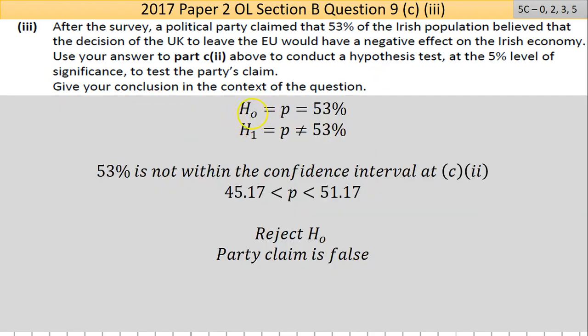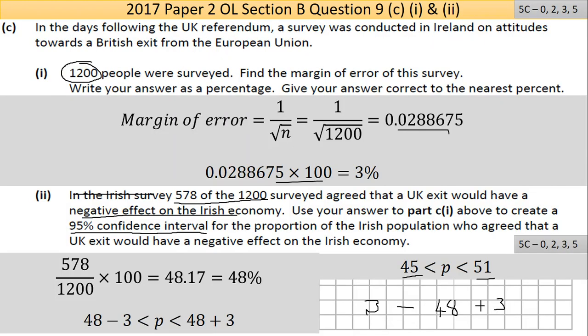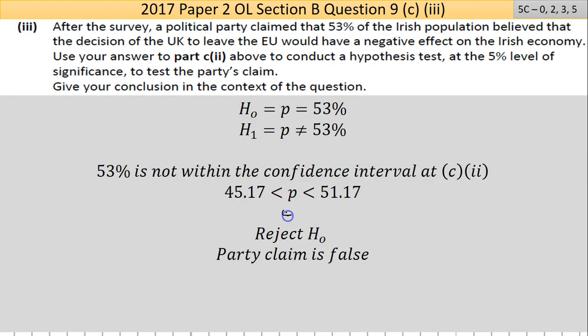So you're looking at giving your null hypothesis, which is the statement that 53% of the Irish population believed blah, blah, blah. Your alternative hypothesis, as soon as I see this written as HA, is that it's not equal to that. Now if we look at our figures, I've used decimals here, but we had 48.17, and add your 3, you end up at 51.17. Take away your 3, you end up at 45.17.